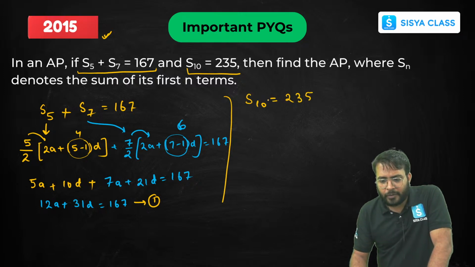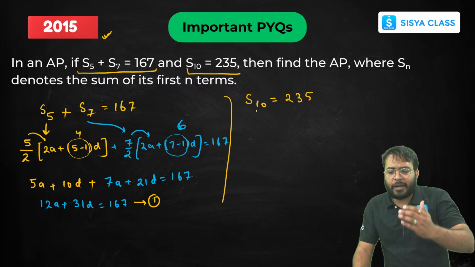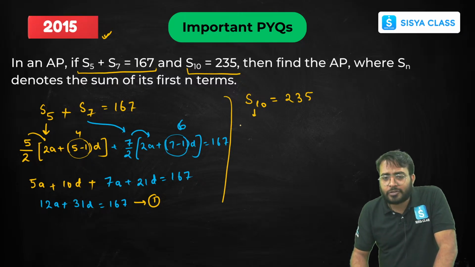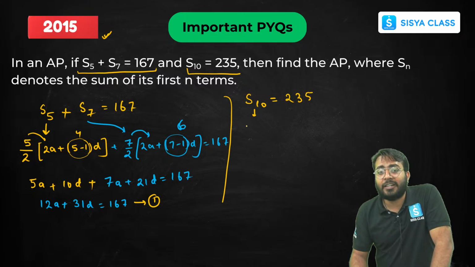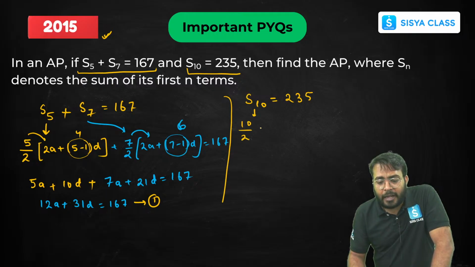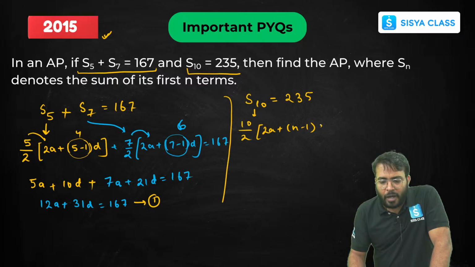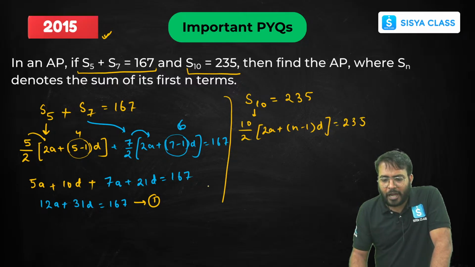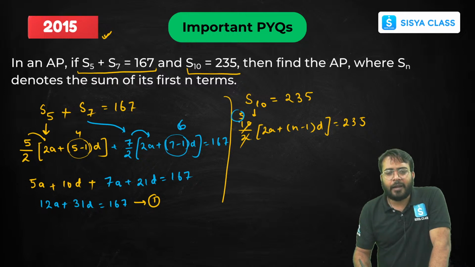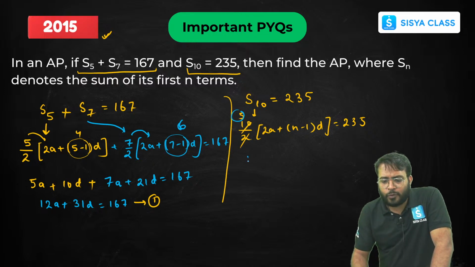Now let us expand this. S10 means sum of 10 terms, and sum of 10 terms means 10 by 2 into 2a plus n minus 1 into d. Yes or no? Got it? So can we simplify this? 2 into 5 times, so now you just have to multiply with 5 and get one equation. So 5 into 2a, you are going to get 10a plus.